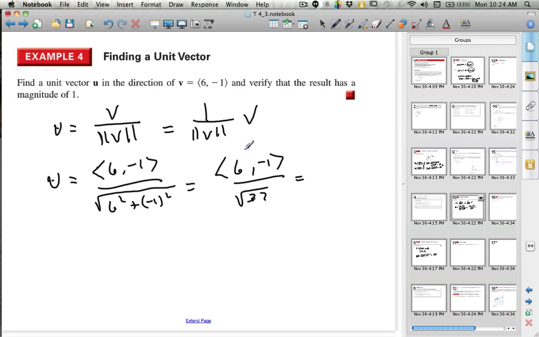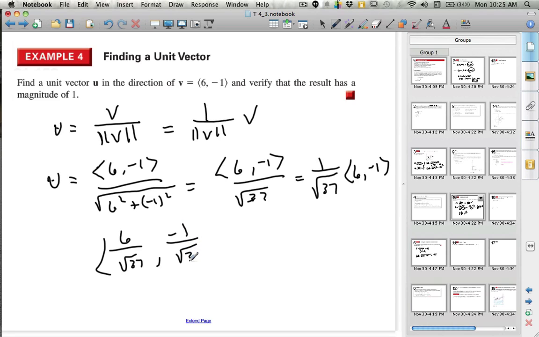What's a little confusing when you look at it like this, and maybe less confusing when you look at it like this, you can see now that 1 over root 37 is a scalar. It's harder to see that it's a scalar here. All right, so it's going to be 6 over root 37, negative 1 over root 37. And that's my unit vector.